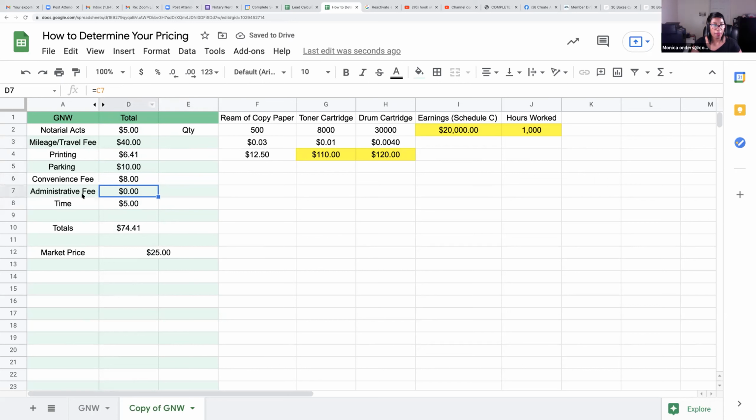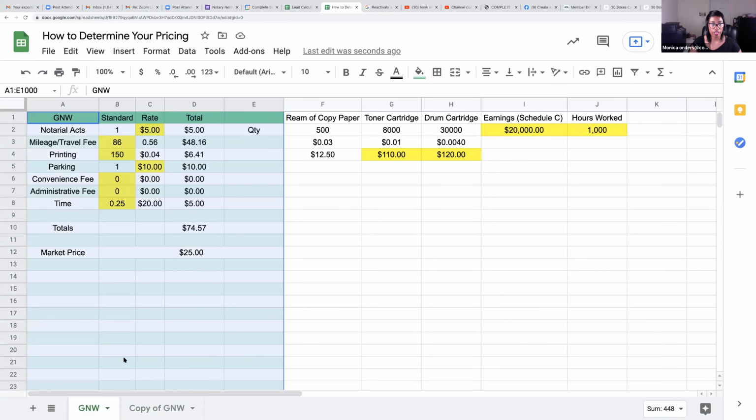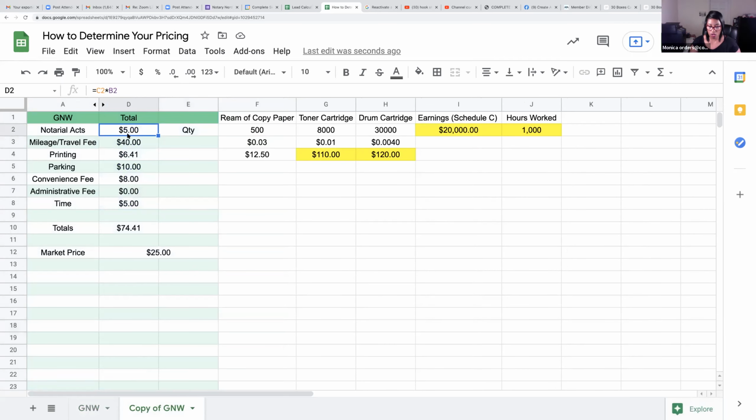You'll redistribute your numbers into these little fee categories as long as your Secretary of State allows you to do so. For the public facing price sheet, all you're doing is redistributing these numbers into categories that the consumer understands. And if you want to be really inventive with your marketing, always put notarial acts at 0. When they call you, your claim to fame on your Google My Business and your website could be free notarizations, travel and convenience fees may be charged. We'll do your notarization for free, okay?